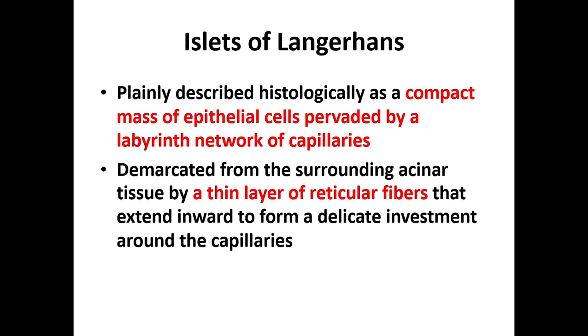Histologically, the islet is described as a compact mass of epithelial cells pervaded by a labyrinth network of capillaries, and it is demarcated from the surrounding acinar tissue by a thin layer of reticular fibers that extend inward to form a delicate investment around the capillaries.